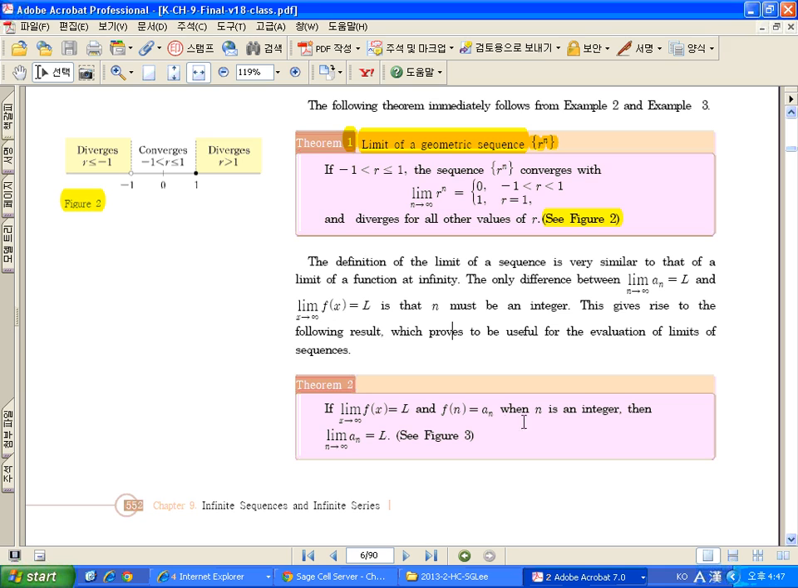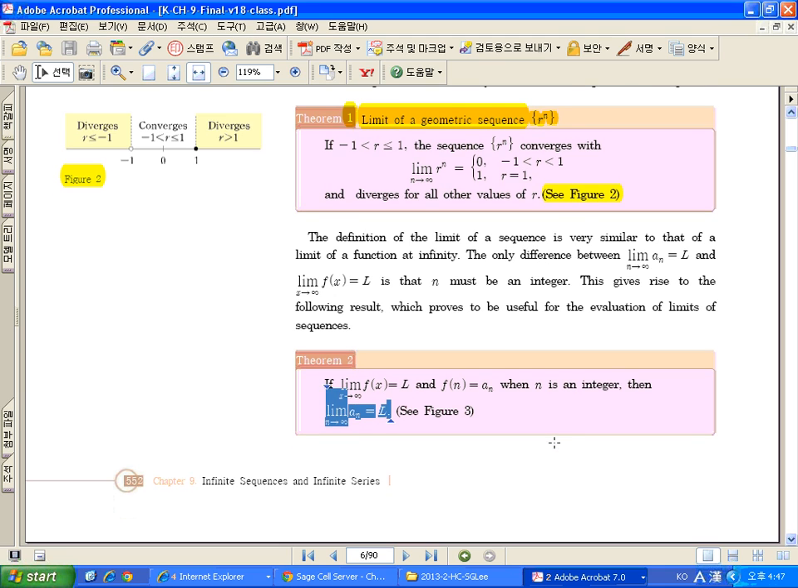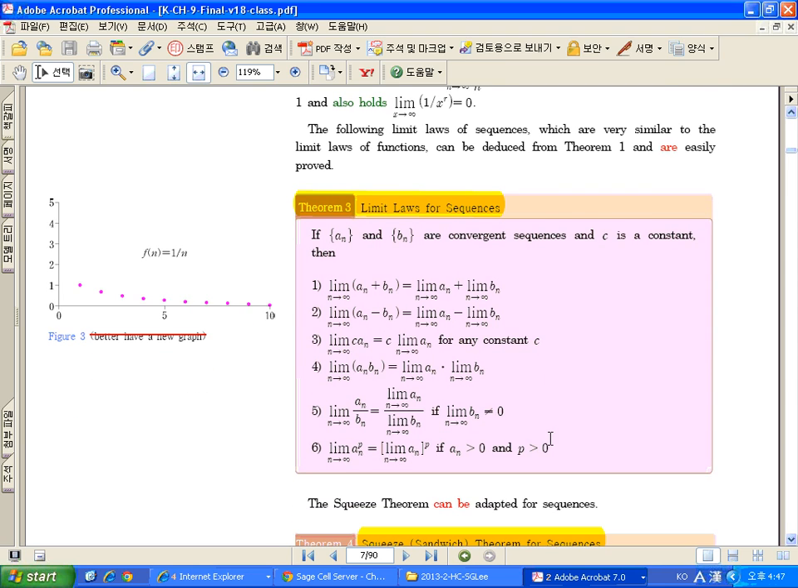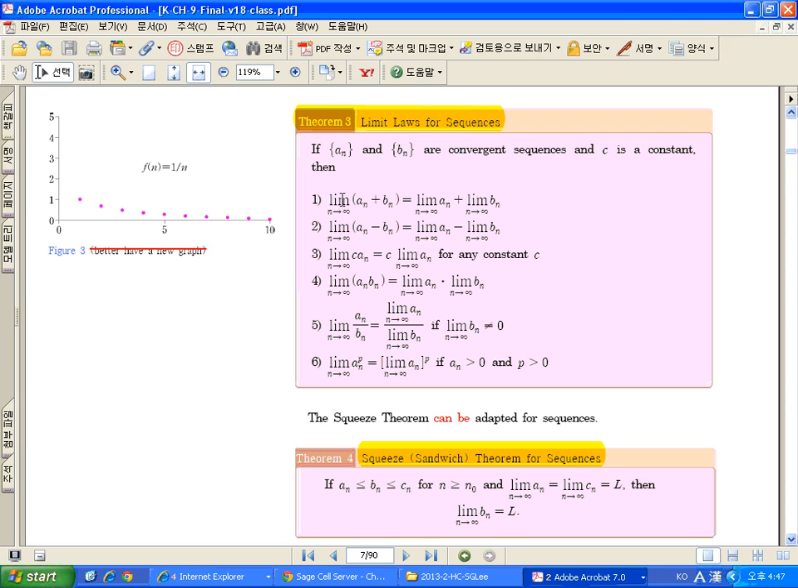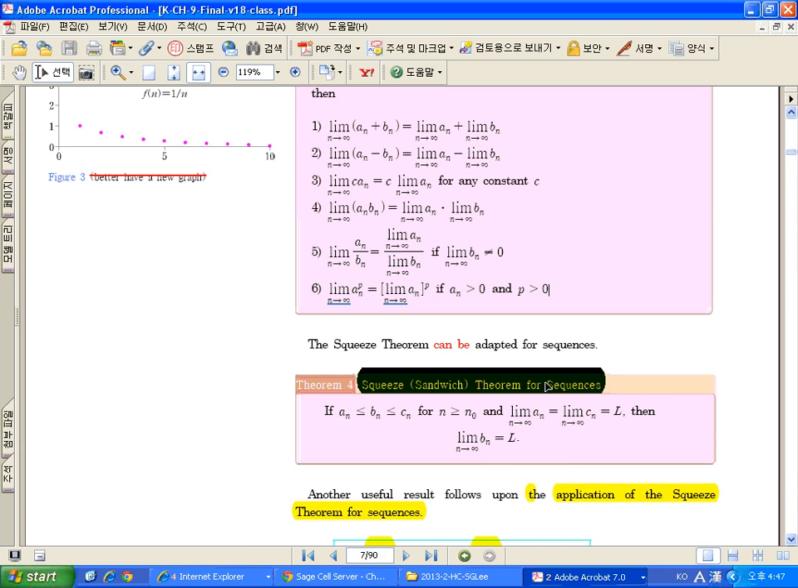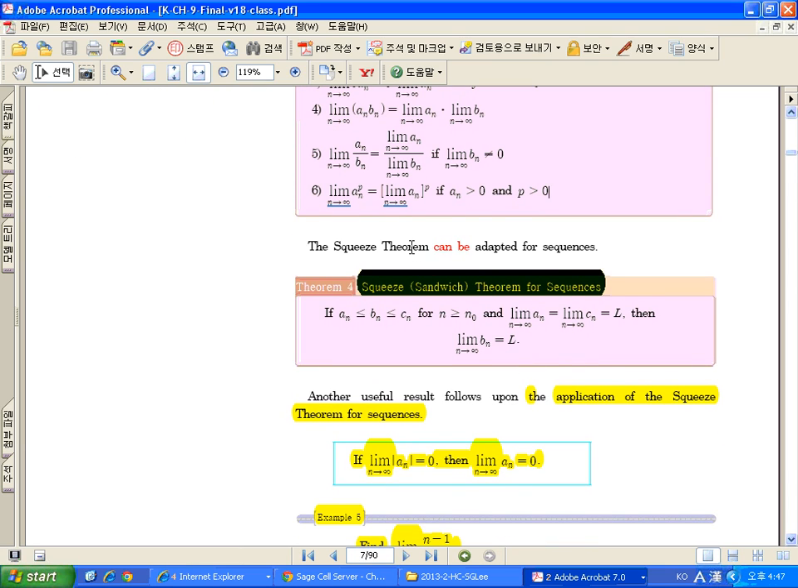And you know what the limit of a_n equal to L means. And the limit laws for sequences, you have seen them for many years already. So I'm just going to mention that.